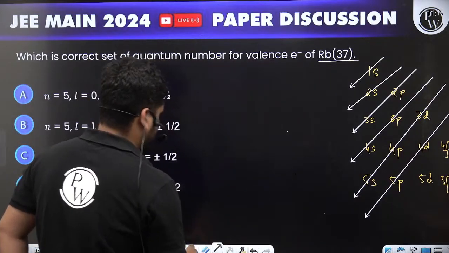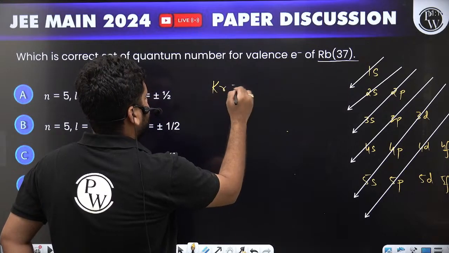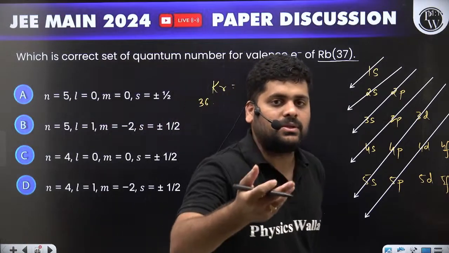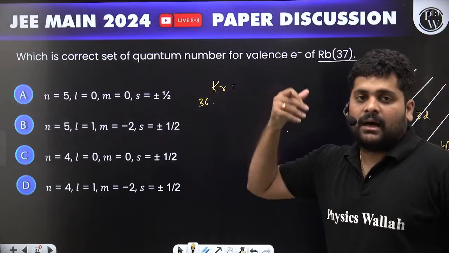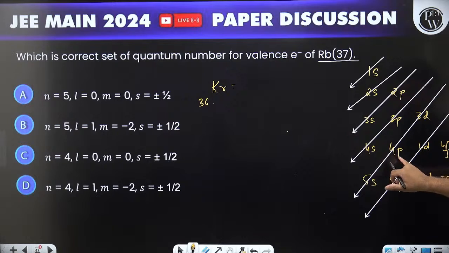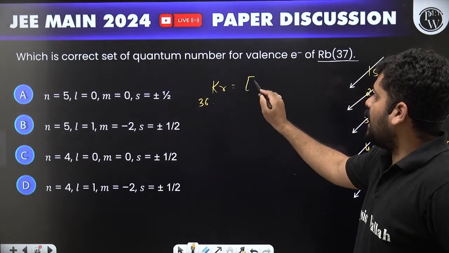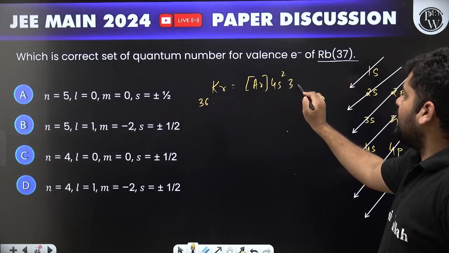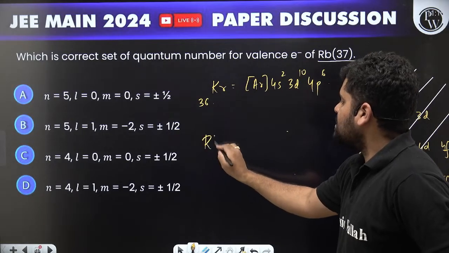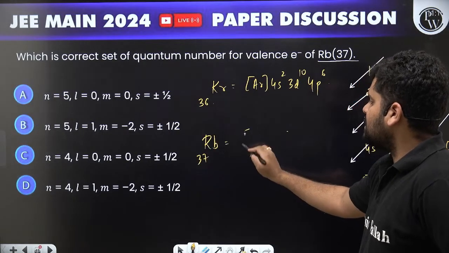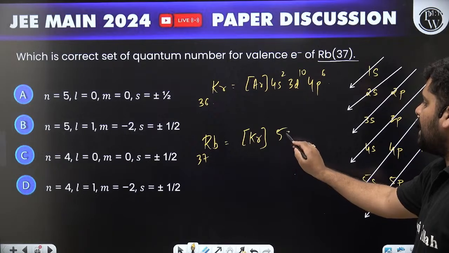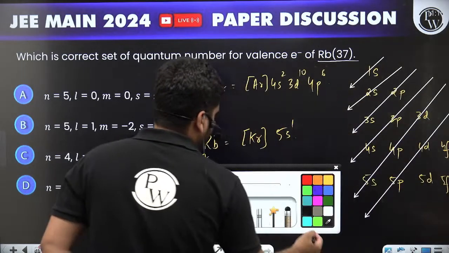The nearest noble gas for this is going to be krypton. Krypton's atomic number is 36. Helium is 1s2, neon is 2s2, 2p6. Next, argon 3s2, 3p6, krypton 4s2, 4p6. So we are going to write it as argon 4s2, 3d10 and 4p6. This is for krypton. But for rubidium, which is 37, you are just going to write it as krypton 5s1, since krypton has been filled till 4p6.